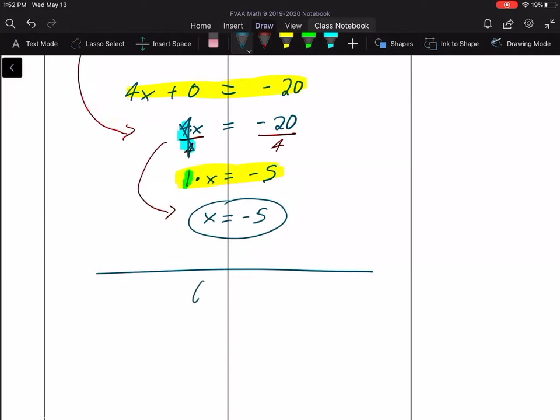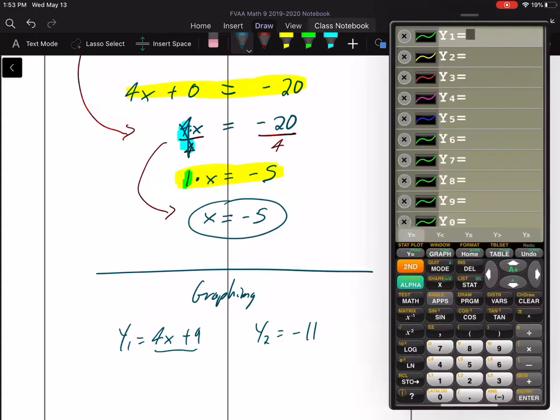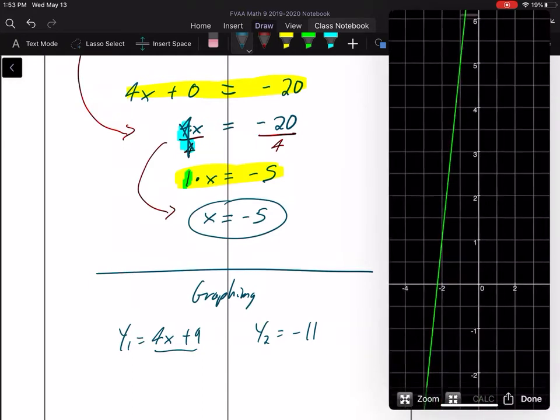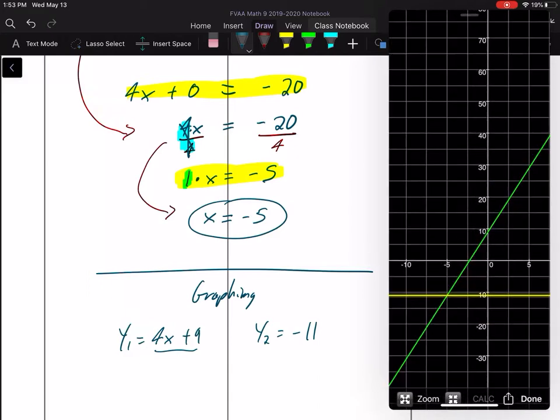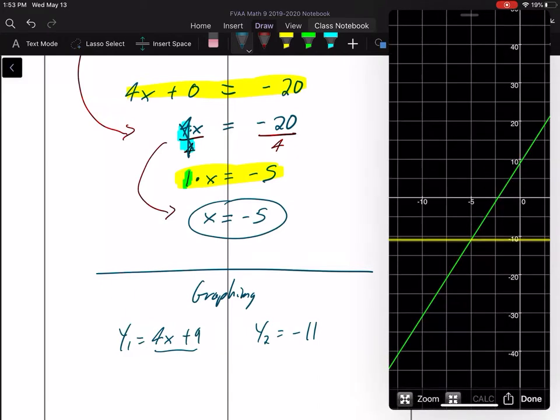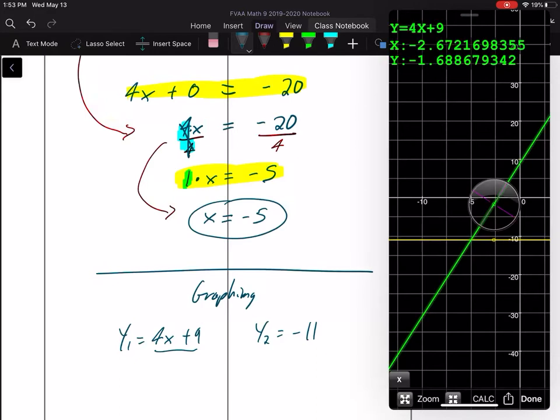So for graphing, I would put y1 is equal to 4x plus 9, okay, because that's on my left side. And then y2 in my graphing calculator, I'll put to negative 11. Okay, so 4x plus 9, and then negative 11. Okay, when I graph that, you'll be able to, if you do this on a computer, see where the two lines cross is my answer. Because that's when the left side, or the green line, is equal to the right side, or the yellow line. So where they are equal to each other is where the lines cross.